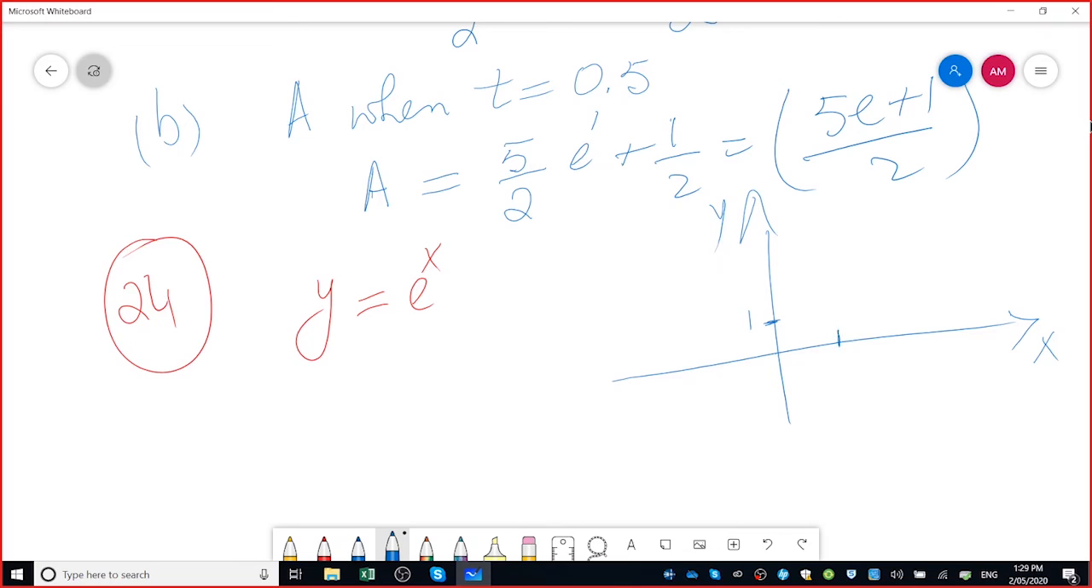And once x is equal to 1, it would be about e. How much is e? 2.7, I think, 2.73 or something like that. And then it's 2 and then 3. So I take another color for this, the yellow. And we want to know from x 0 to x 3. So we want to know this area. Make sense? Okay.